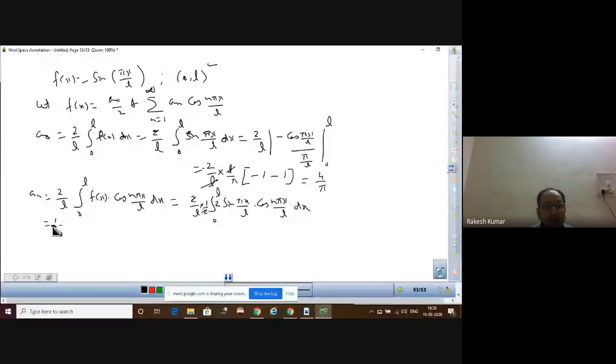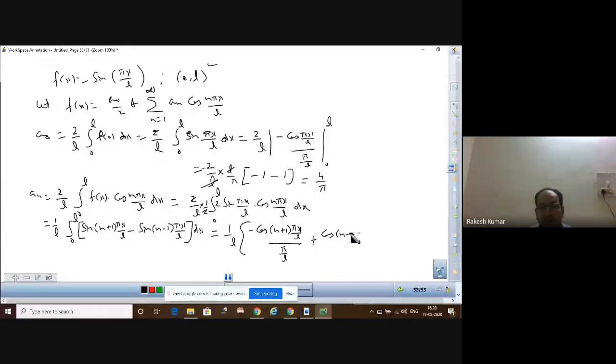That is 1 by L, integral 0 to L. Now the formula is the sine of a plus b, that is n plus 1 into pi x over L, and minus sine of a minus b, pi x over L. Now you can integrate it, 1 by L. Integration of sine is minus cos of n plus 1 pi x over L over pi over L, and the integration of the second term will give you plus cos of n minus 1 into pi x over L over pi over L, from 0 to L.